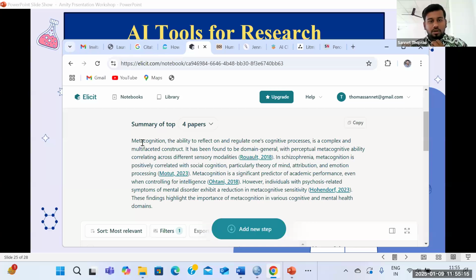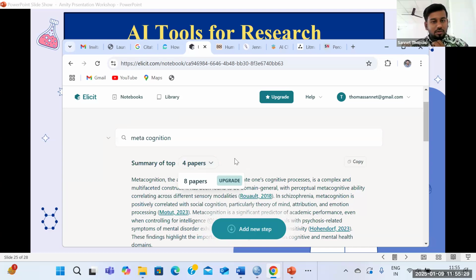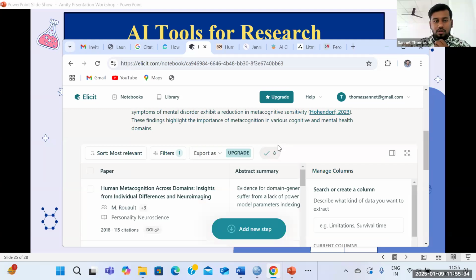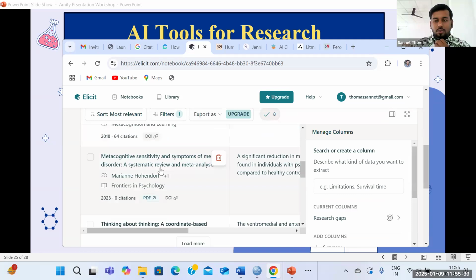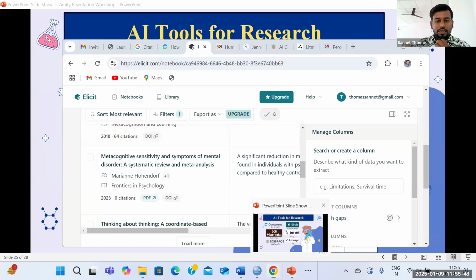What is metacognition? Metacognition is the ability to reflect, and along with the citation. See, you can see the text citation here. So now it is very easy. You can copy this, and whatever summary we have received is based on 4 research articles. So that information also you will get here. So in one click, you will get the summary. You can do the review of literature. So Elicit will help for that.